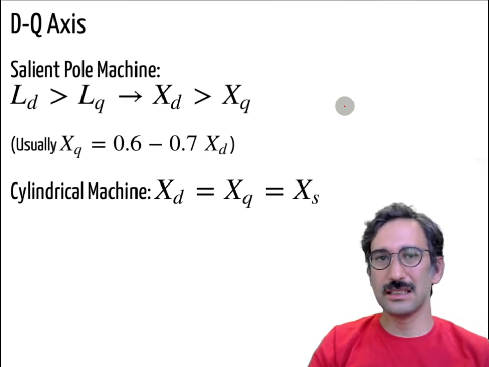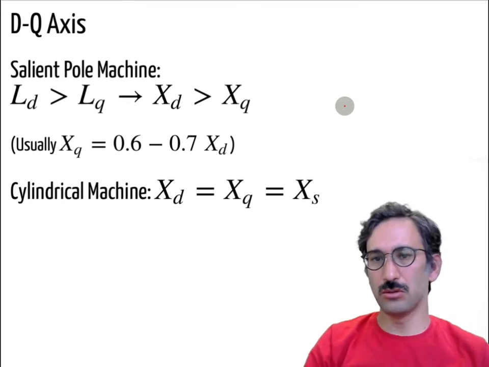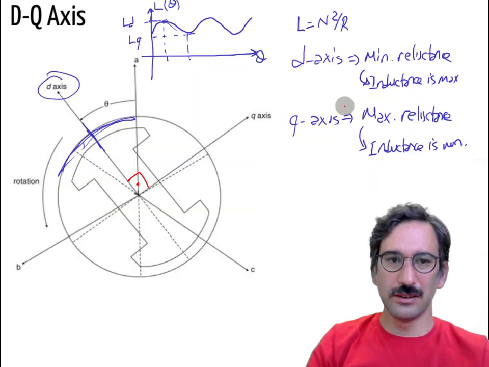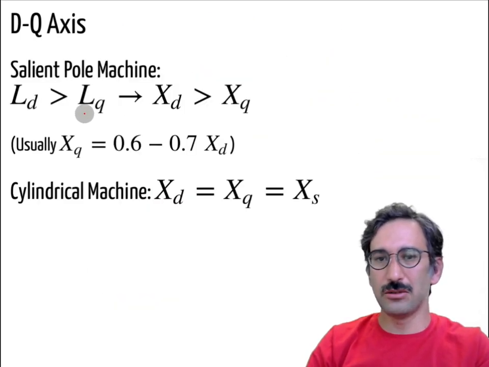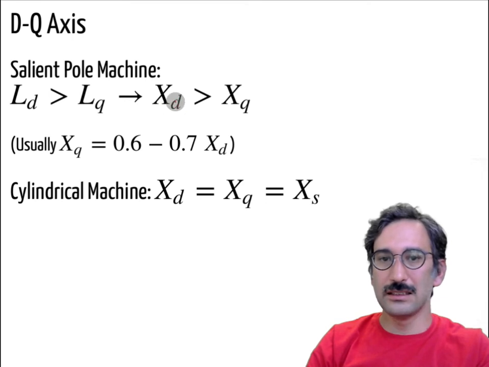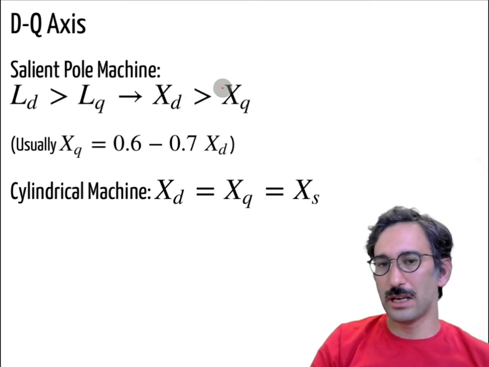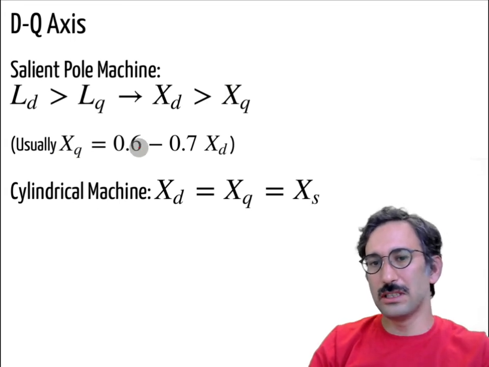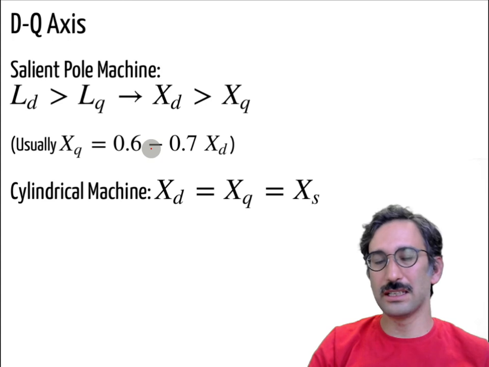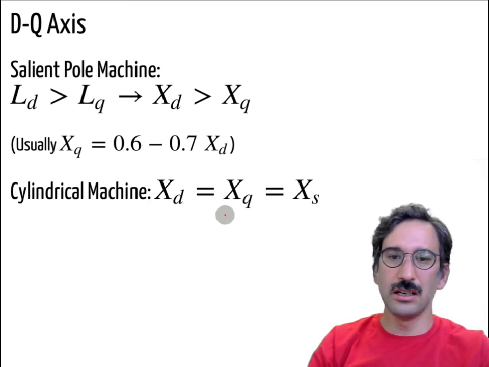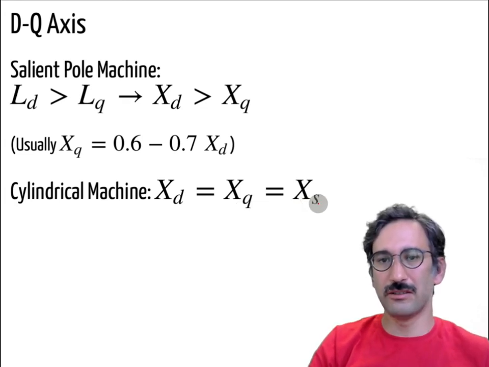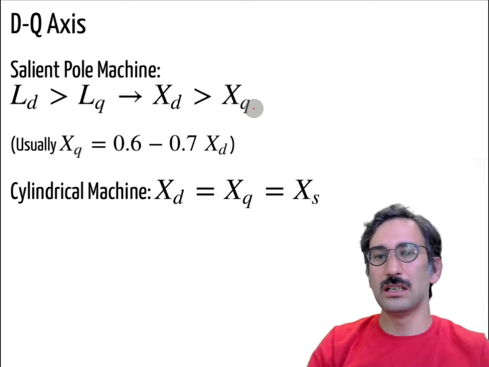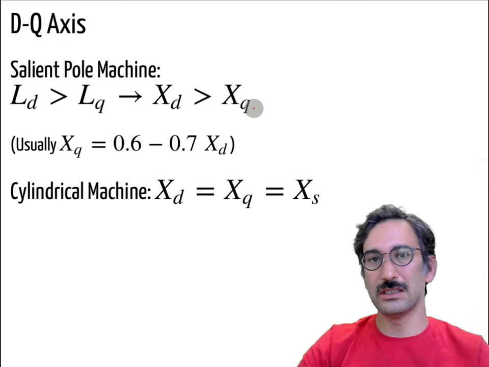So we have the inductance at the D axis position, which is called LD, and we have the Q axis inductance, which is called LQ, okay? And normally, as we have discussed here, LD inductance is larger than LQ inductance, and therefore D axis reactance is larger than Q axis reactance. And normally XQ is around 0.6 to 0.7 of XD. In cylindrical machines, however, all those were equal, and we used to call it XS, the stator reactance. But now we have two different inductances at two different positions.